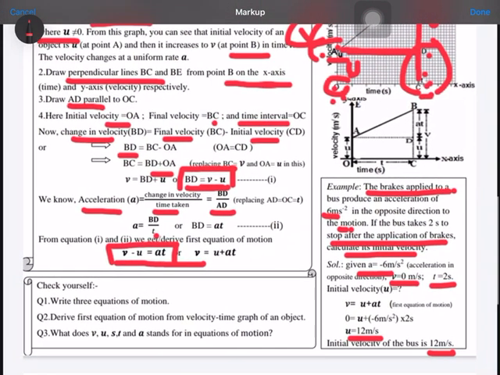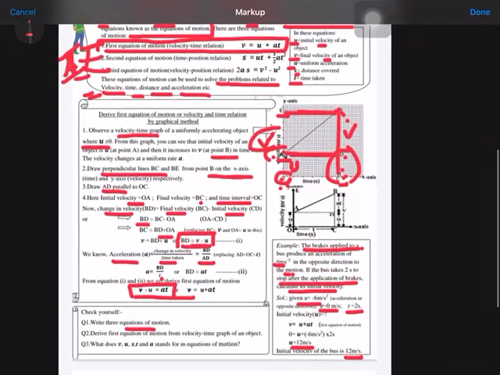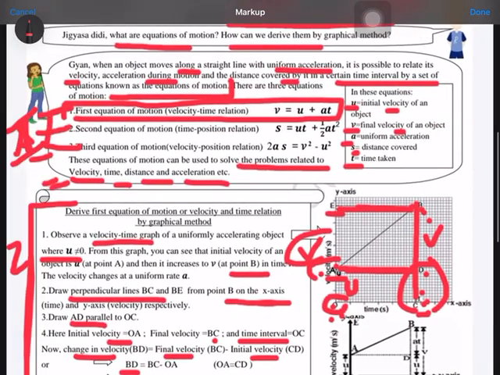Let's see the question answers. Three equations of motion you have to write. This is your answer number 1. Second question is derive the first equation of motion. This is the derivation. This is your answer number 2. And what do u, v, s, t and a stand for? These are clearly given here. This is your answer number 3.